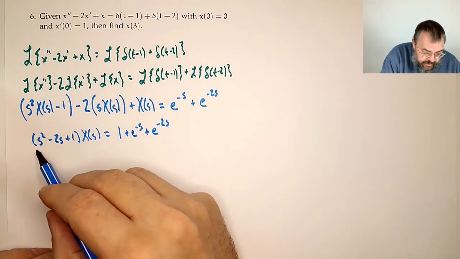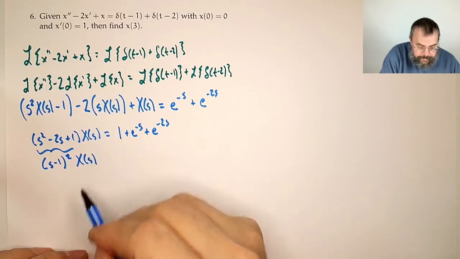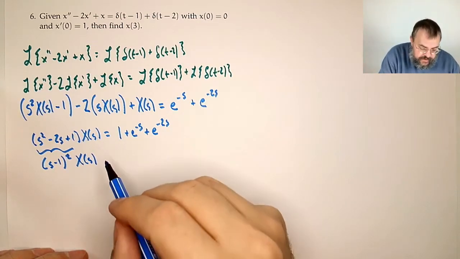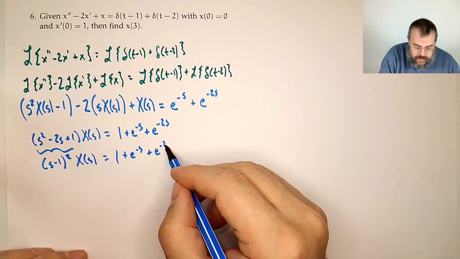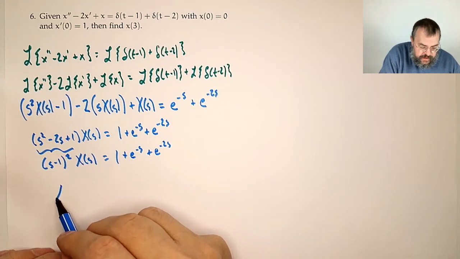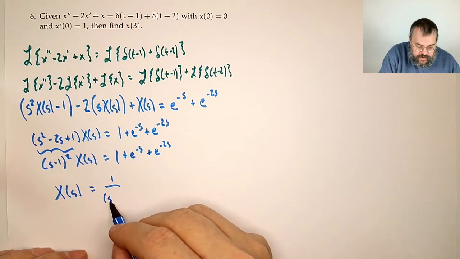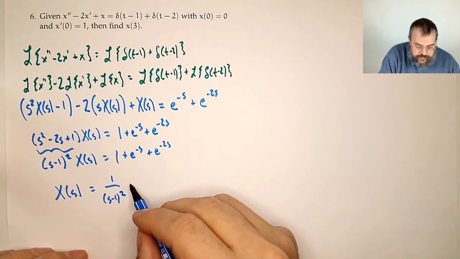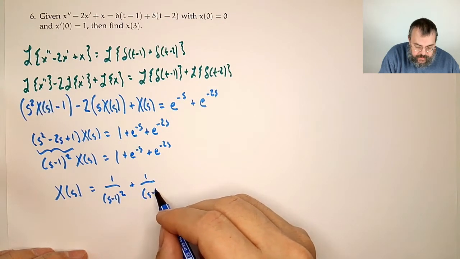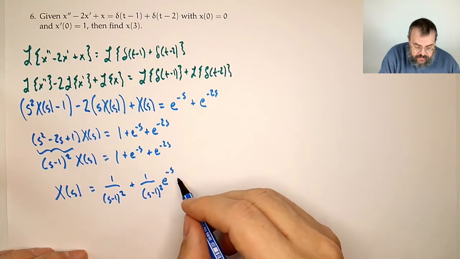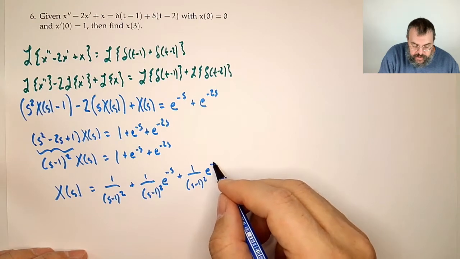And, well, this is nice. This is really s minus 1 squared. Okay, great. And so now we're ready. We can say, aha, x of s is 1 over s minus 1 squared plus, well, I'll just keep writing, 1 over s minus 1 squared e to the minus s plus 1 over s minus 1 squared e to the minus 2s.